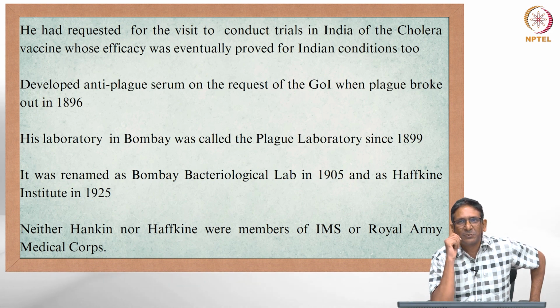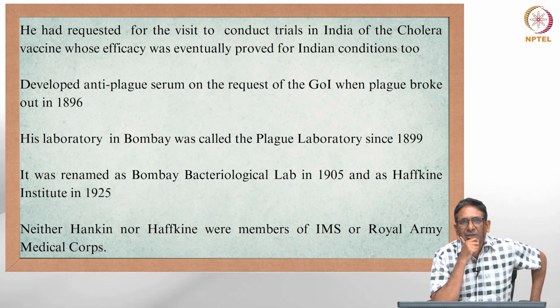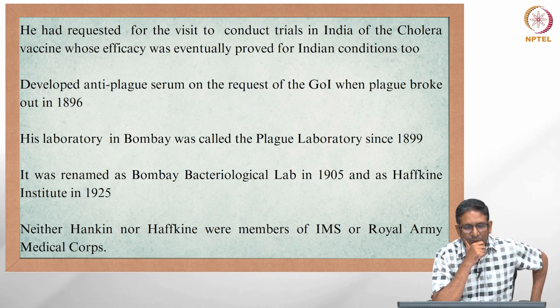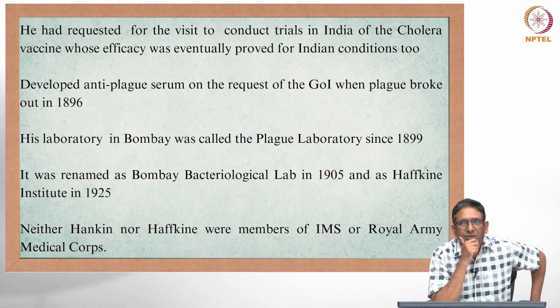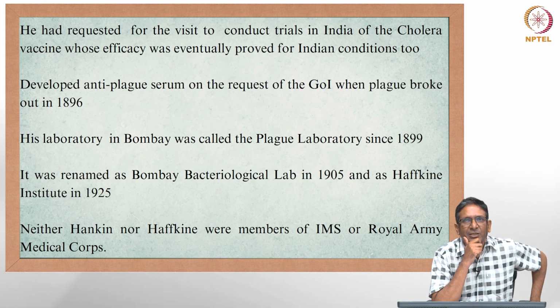So he had some understanding of the efficacy of the cholera vaccine in other contexts. He wanted to do his trials in India, and so he was allowed. The British government impressed upon the colonial government in India to allow him, and he came and conducted his trials, and in fact the efficacy of that cholera vaccine was proved in the Indian situation as well.